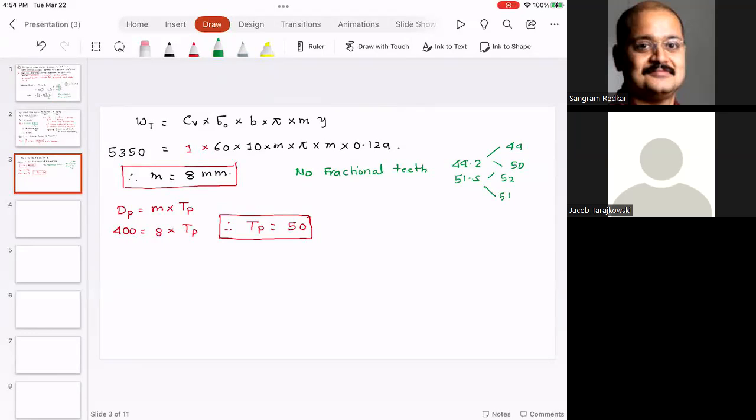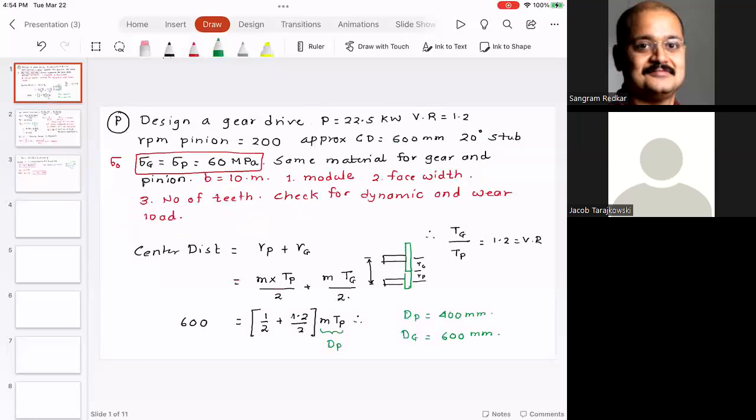And that is the reason why, please note, they give you an approximate center distance of 600 millimeters. And that's why they say a stub. Stub means what? The gear top is shaved so that the center distance requirement can be met. Everyone understood this?